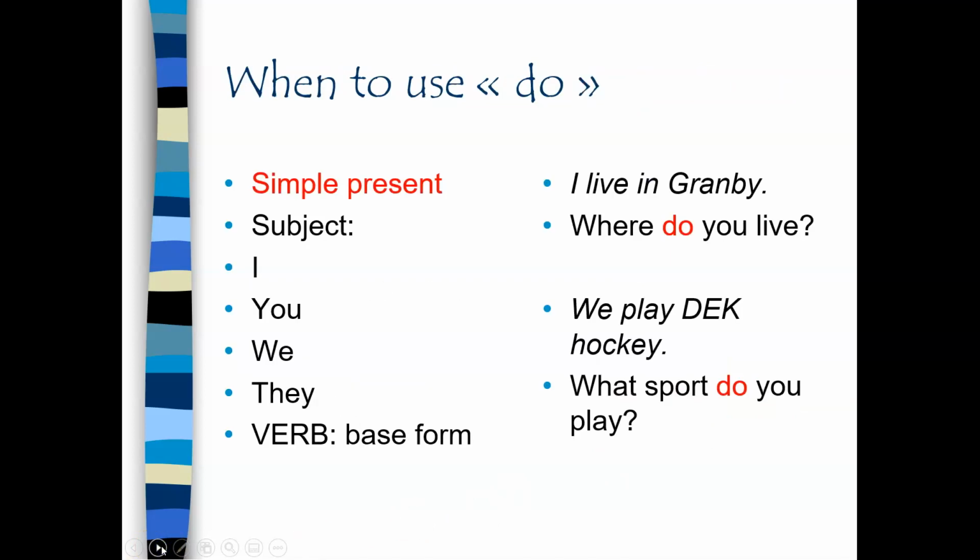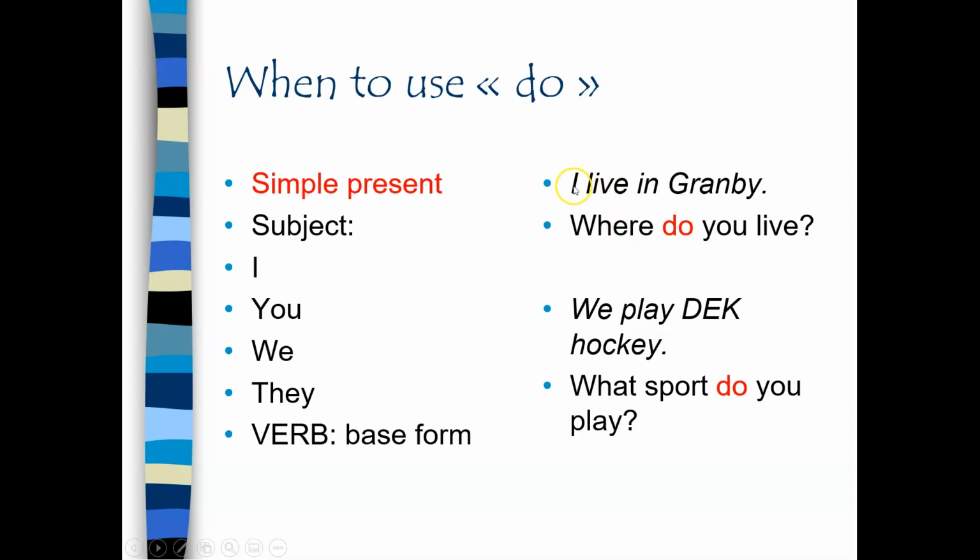So when do we use do? We use it in the simple present when your subject pronoun is I, you, we, and they. The important thing to remember is that your verb will go back to the base form. However, when you use I, you, we, or they, it looks like your verb is already in the base form. So I could say, I live in Granby. My question becomes, where do you live?